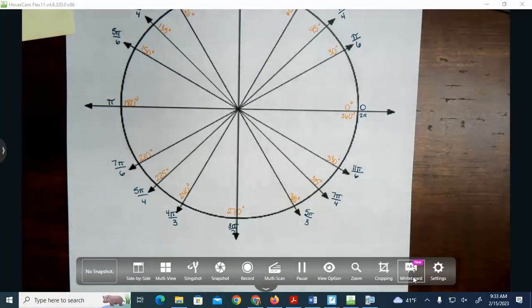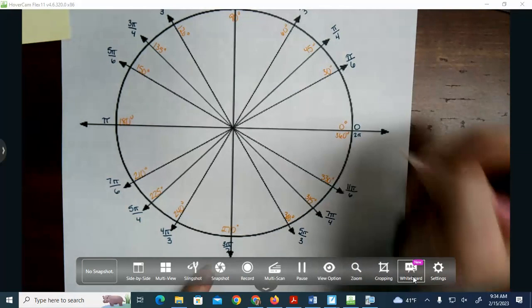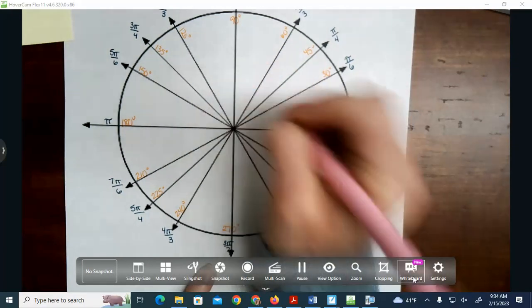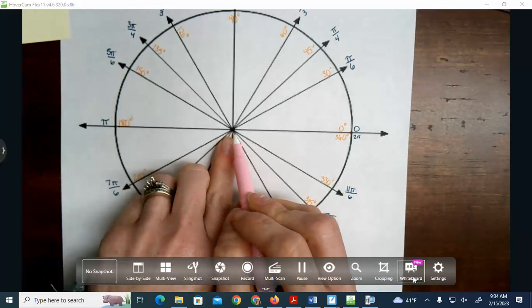Is everybody okay with those numbers and how we've gotten those? So the final thing we are adding to this circle is ordered pairs. Some of the ordered pairs we know. Remember, this is centered at 0, 0. And the radius is 1.